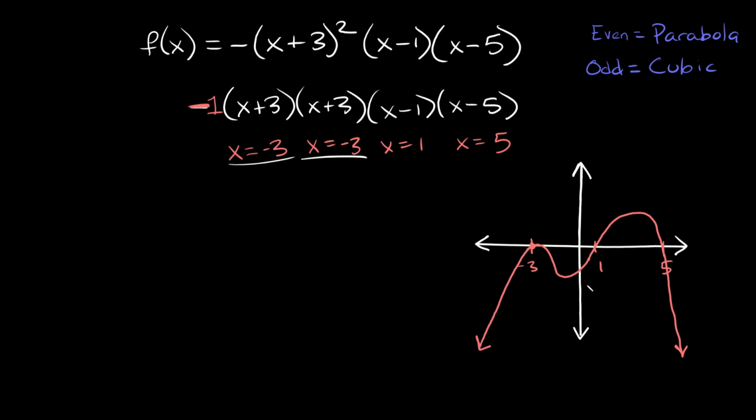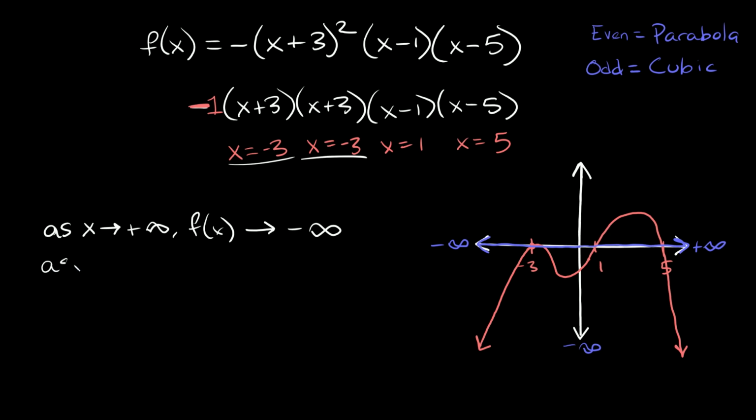Now let's talk about the end behaviors. So as we move along the x-axis towards positive infinity, you can see that the graph is going down, right, towards negative infinity. So we'll say that as x approaches positive infinity, the function f of x approaches negative infinity. Okay, and then we can say the same thing on this side, right? So as x approaches negative infinity, the graph on this end is approaching negative infinity as well, right? So as x approaches negative infinity, the function f of x also approaches negative infinity.